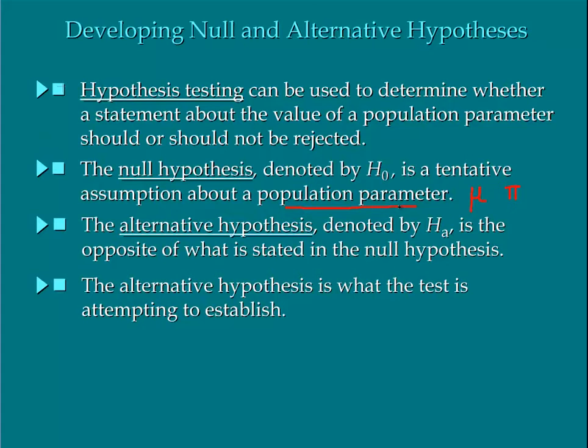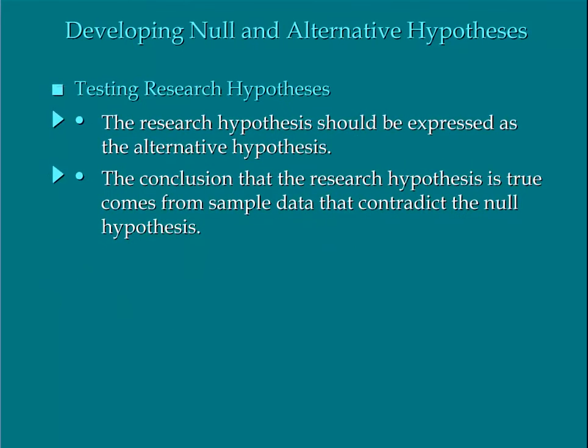The alternative hypothesis, which is denoted HA, is the opposite of what is stated in the null hypothesis. That's actually very important. It is the opposite of what is stated in the null hypothesis. That's quite an important statement. So the alternative hypothesis is what the analysis is trying to establish, what you're trying to prove or not prove. It's what you're trying to see: is this a viable assumption? So the research hypothesis should be expressed as the alternative hypothesis.